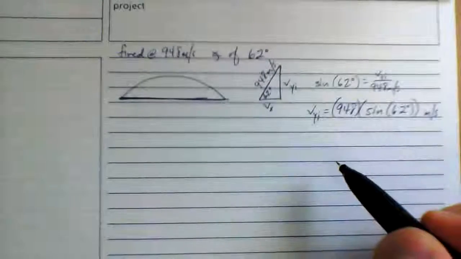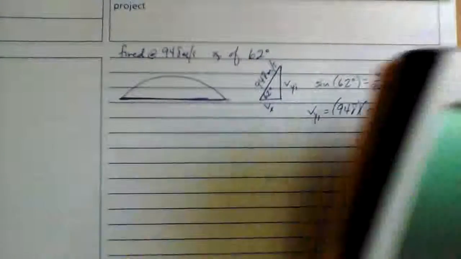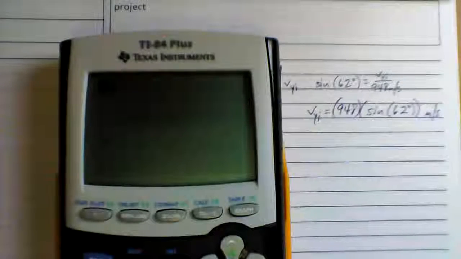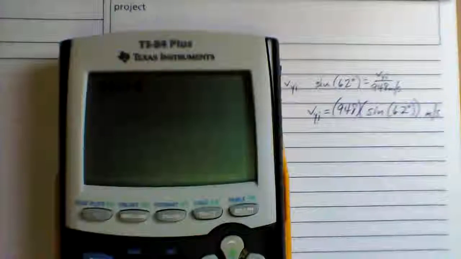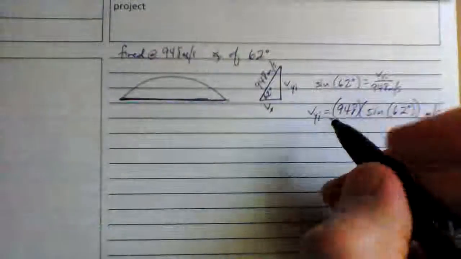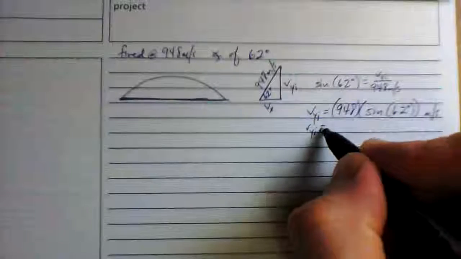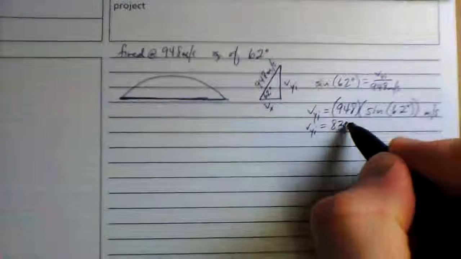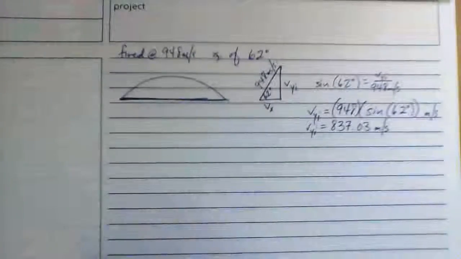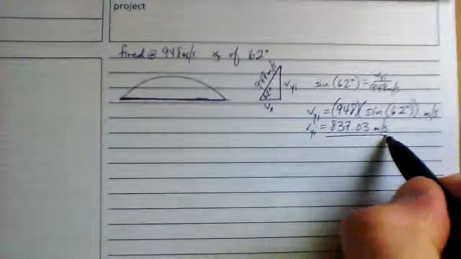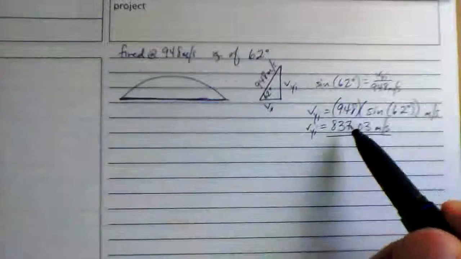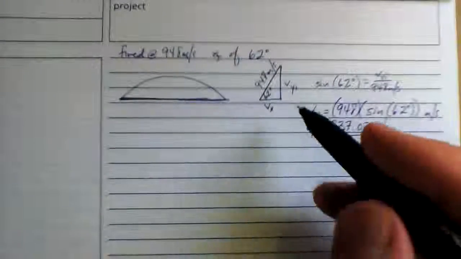Alright, so if I go ahead and calculate that out, I have 948 times sine 62. It gives me 837.03. So Vyi equals 837.03 meters per second. Okay. That is going to be my initial component of the velocity in the y direction. Note that this one changes as soon as the bullet's fired and decreases.